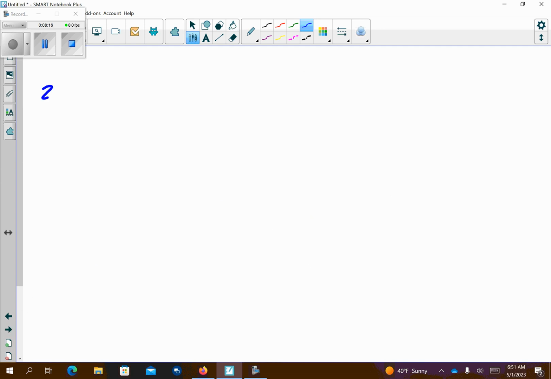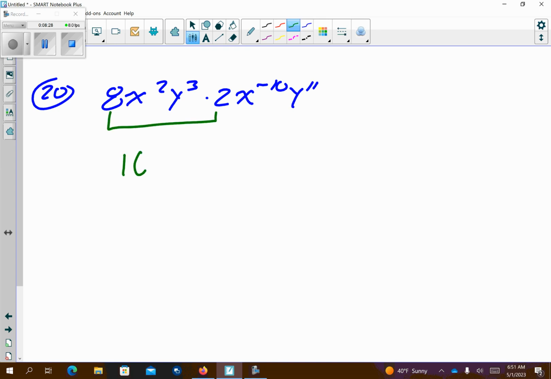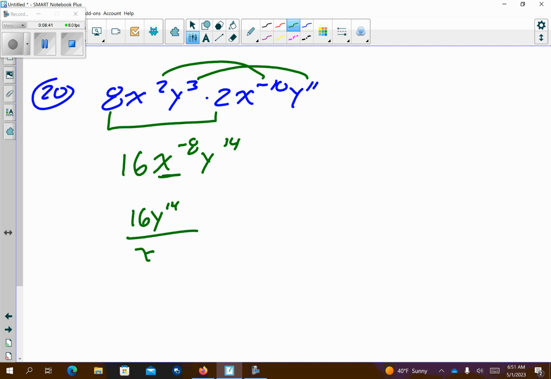And then number 20, we're going to have 8x squared, y to the 3rd, times 2x to the negative 10, y to the 11. Okay, so 8 and 2 is 16. Let's go ahead and add those together. So I'm going to get x to the negative 8. I'll add those together, so I get y to the 14th. This wants to move down, so I'm going to get 16y to the 14th on top over x to the 8 on bottom. And that's how you do all those problems.